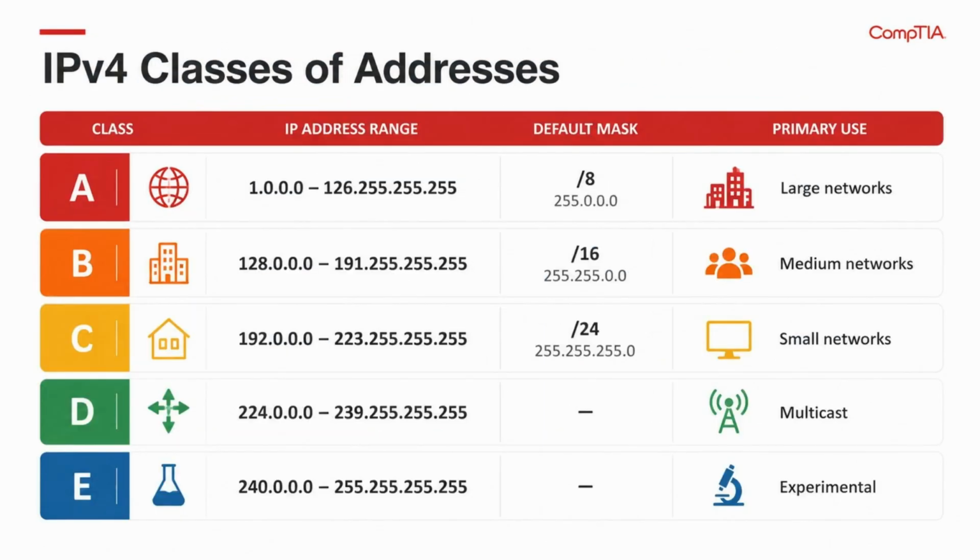IPv4 addresses break into 5 classes. Class A spans 1.0.0.0 to 126.0.0.0 with the default /8 mask, used for large networks. Class B spans 128.0.0.0 to 191.255.0.0 with a /16 mask for medium networks. Class C spans 192.0.0.0 to 223.255.255.0 with a /24 mask for small networks.